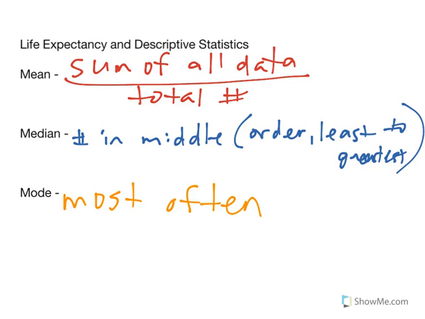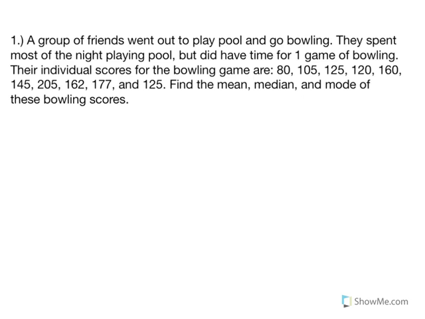Okay, so let's play with a couple of these. A group of friends went out to play pool and go bowling. They spent most of the night playing pool, but they did have time for one game of bowling. Their scores were... Let's find the mean, median, and mode of these bowling scores. All right, first thing you should do, rewrite them in order, least to greatest. Now that I have them in order, now I can play with them.